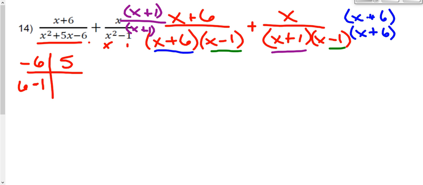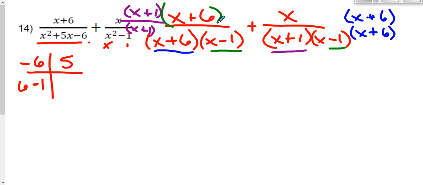Now the common denominator is x plus 1 times x plus 6 times x minus 1. And both fractions have all three of those factors in the denominator. After we find the common denominator, we have to get the numerators ready to combine. So after I find the common denominator, my next step is to distribute. And by distribute, I mean actually multiply together the numerators.